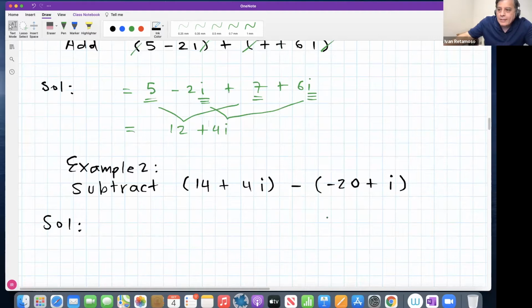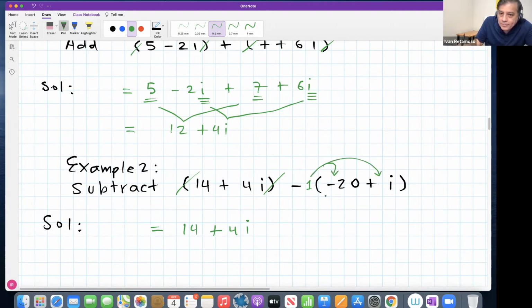Example 2. Suppose instead of adding, they ask you to subtract two complex numbers. What to do? Similarly, right? Think of subtracting two binomials, right? Binomials. So for the first complex number, remove parentheses, right? You get this. For the second, also remove parentheses, but remember this negative sign together with this invisible one means that you have to multiply this by -1, right?